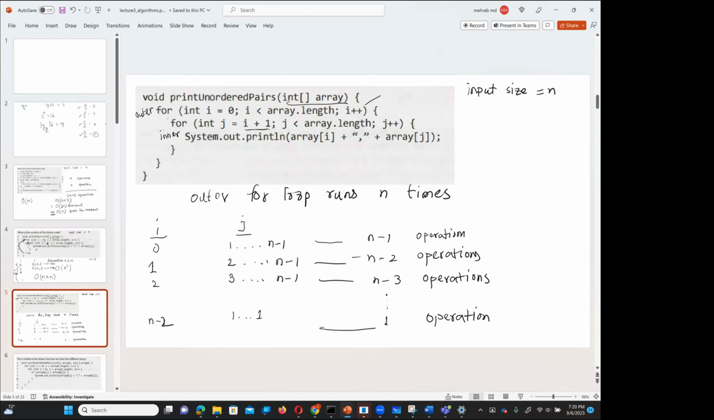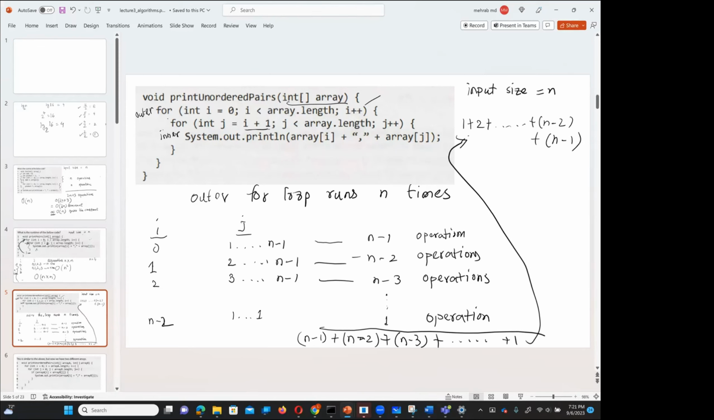So in total, how many operations are we doing? N minus 1 plus n minus 2 plus n minus 3, plus down to 1. It's a series. We can write it as 1 plus 2 plus up to n minus 1, just reversing it, writing it in reverse order. This is the summation of the series. If there are n numbers, it's n into n plus 1 over 2.